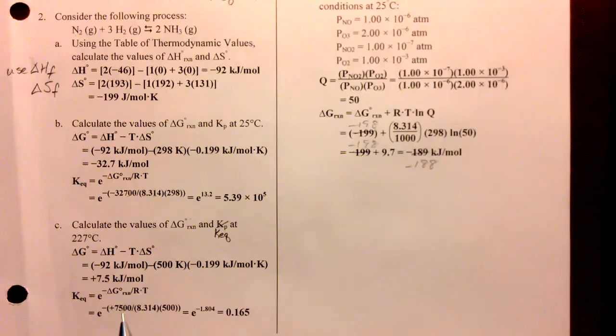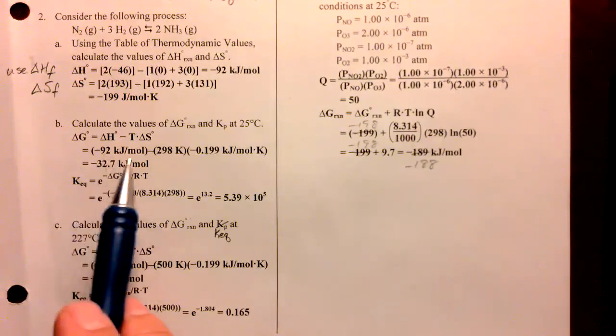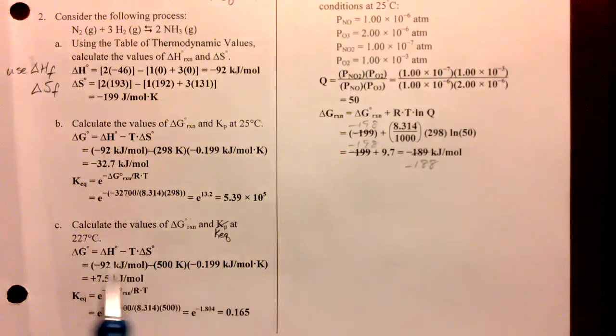C is pretty much a repeat. If we can assume that delta H standard and delta S standard don't change when the temperature changes, and I don't know why they wouldn't, but it looks like we're going to pretend that they don't. We're going to use them again. What we're just going to change then to find delta G standard is the Kelvin temperature, and we get a value for delta G standard.